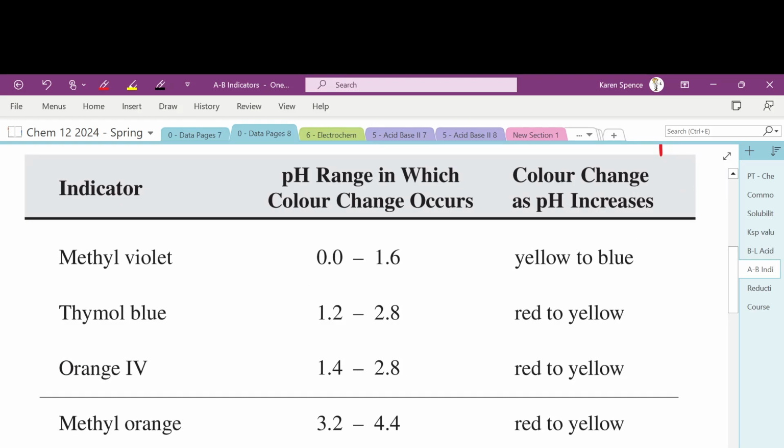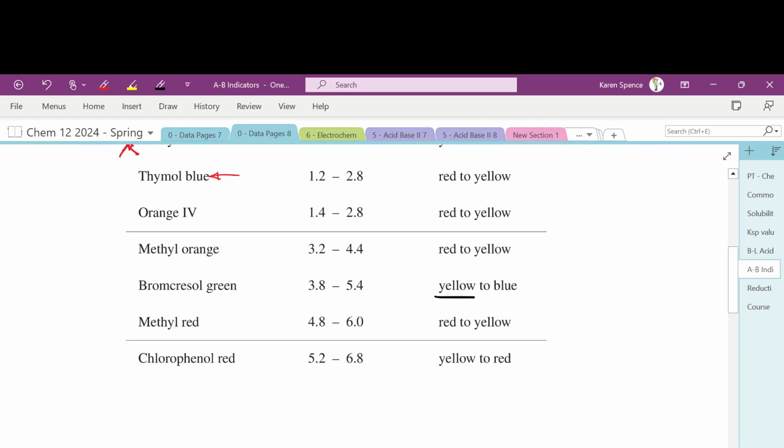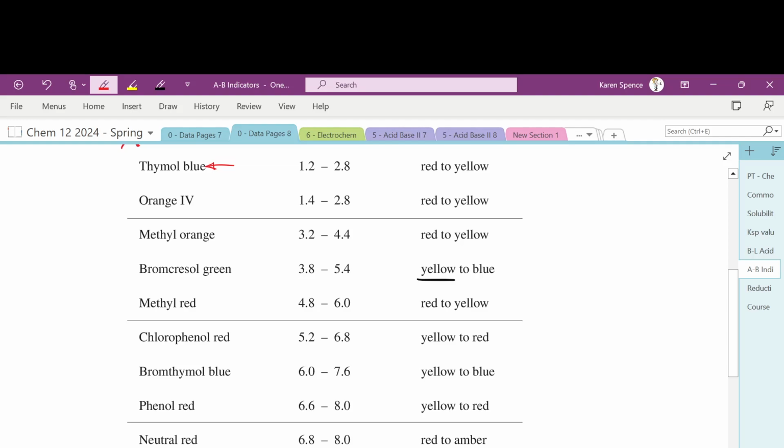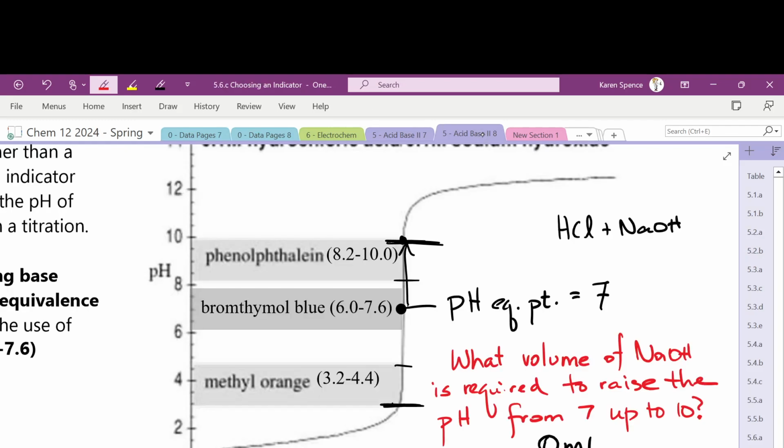So out of our first few on the list here, would we be able to use methyl violet? No, because it changes color before pH 3, before the start of the vertical section. So no to methyl violet. How about thymol blue? No. Except that what is special about thymol blue? It changes from yellow to blue at 8 to 9.6. So could we use thymol blue? Yes, because we're looking for something in the vertical region. And remember, the vertical region goes all the way from pH 3 up to 10.